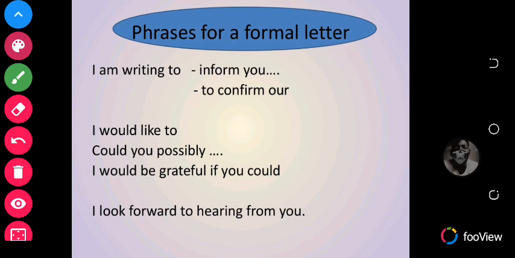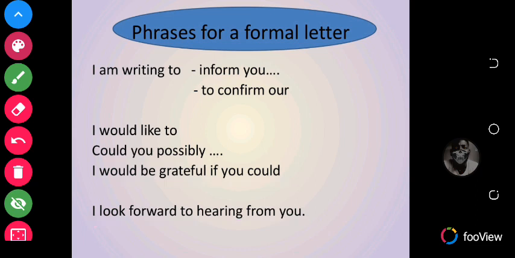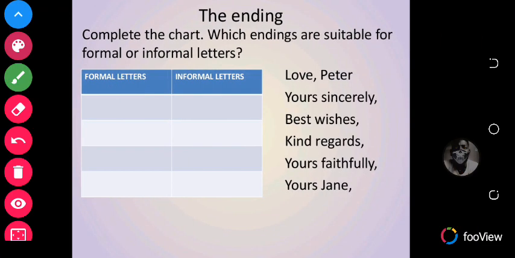So for formal letter, you put statements like, I am writing to inform you about so and so. I am writing to confirm our meeting so and so. I would like, you remember, so the would here is a sign of respect and politeness. So I would like to, could you possibly, I would be grateful if you could, I look forward to hearing from you. All these are phrases that are used in formal letters to show a sign of respect to the person who will be receiving the letter.